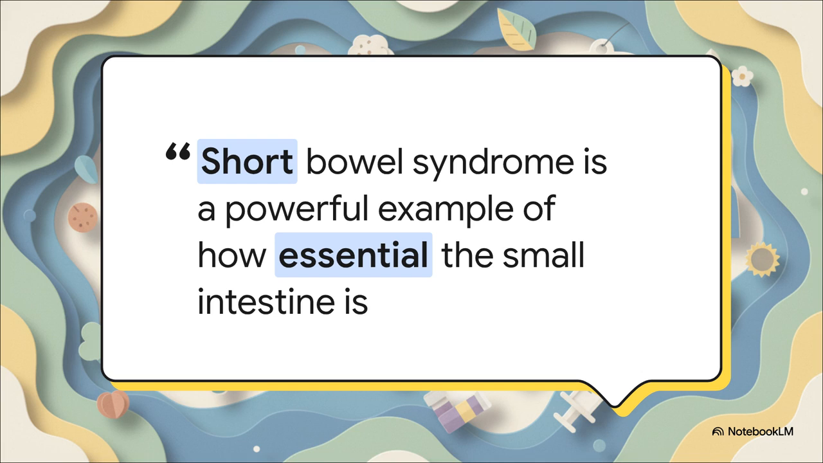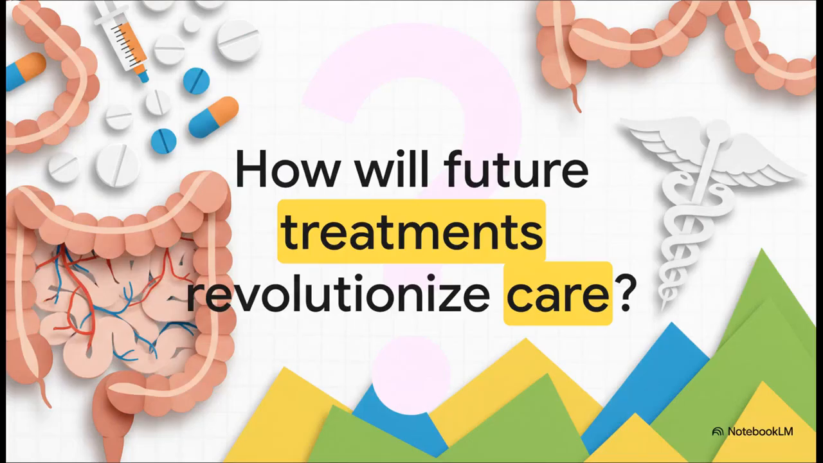As we wrap up this explainer, I want you to take a second to reflect on this quote. Short bowel syndrome is a powerful example of how essential the small intestine is for human survival. Losing intestinal surface area isn't just an anatomical change, it severely disrupts nutrition, metabolism, and really the overall quality of a patient's life. But as we've seen today, the body's sheer ability to adapt, combined with incredible multidisciplinary medical care, allows so many patients to achieve remarkable recoveries.